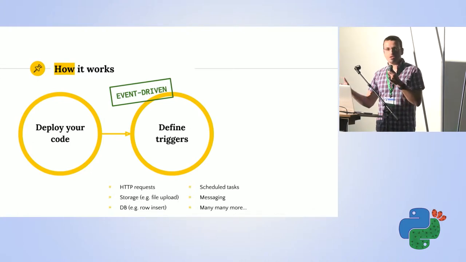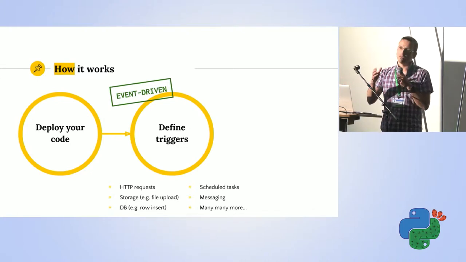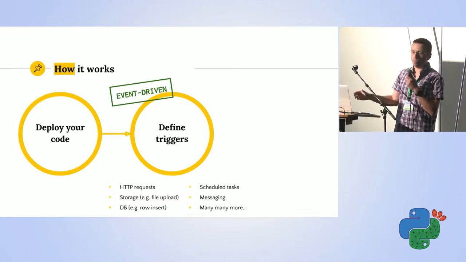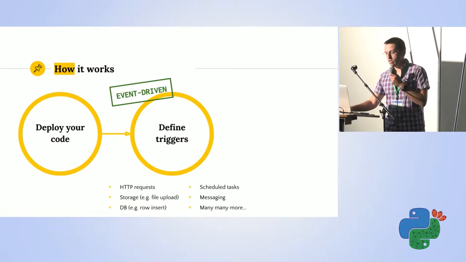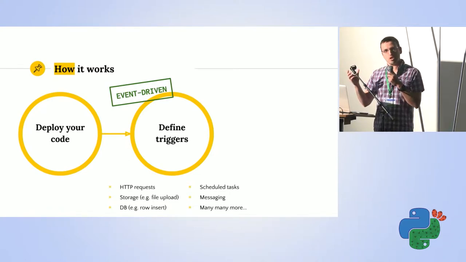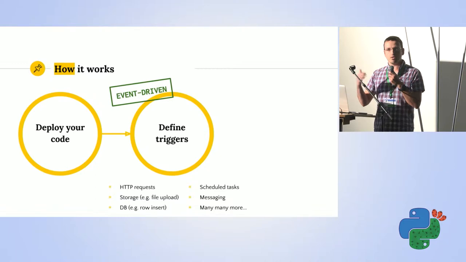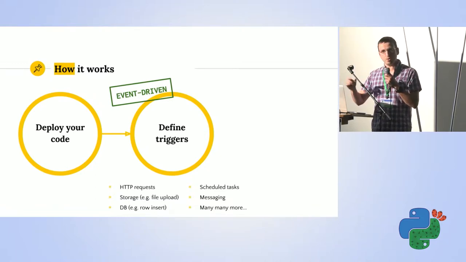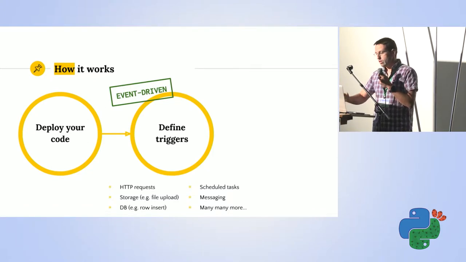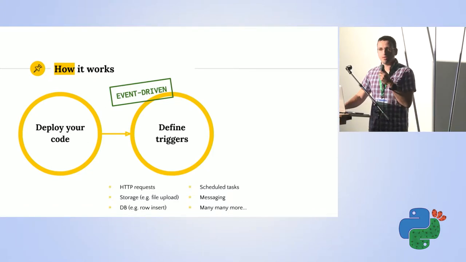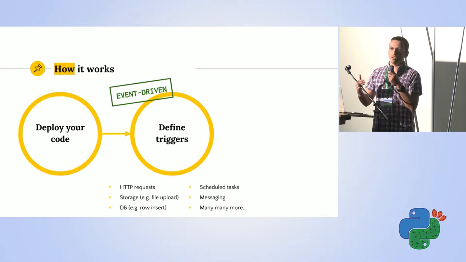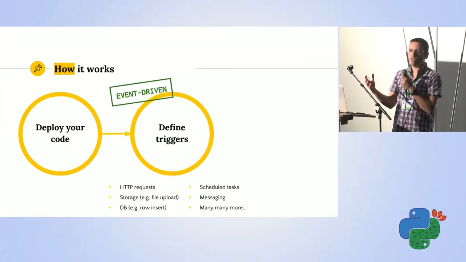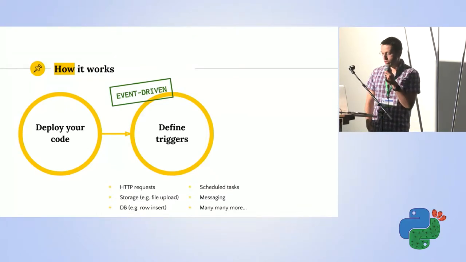Same for database changes. For example, you're using DynamoDB, which is the managed database service provided by AWS. When something is changed in the table, a row is inserted or changed, you can define a trigger that will run your function. You can also do it with scheduled tasks, so you can basically implement your own cron job without maintaining the servers that run it.